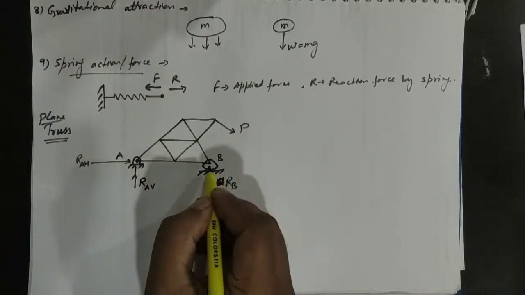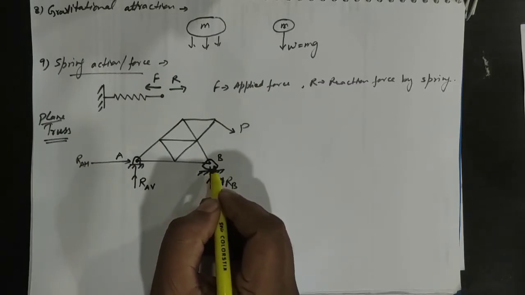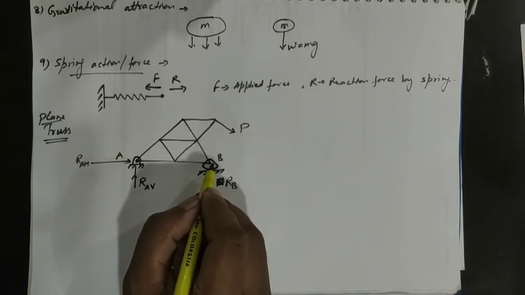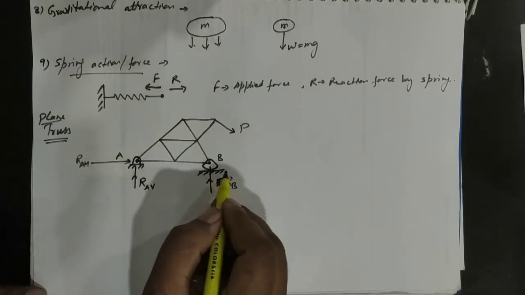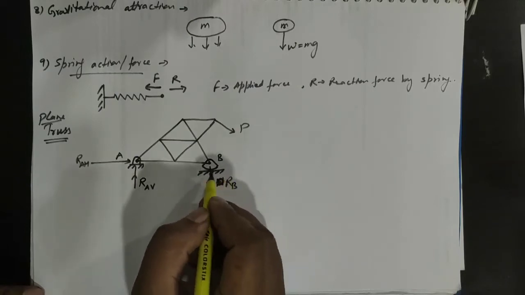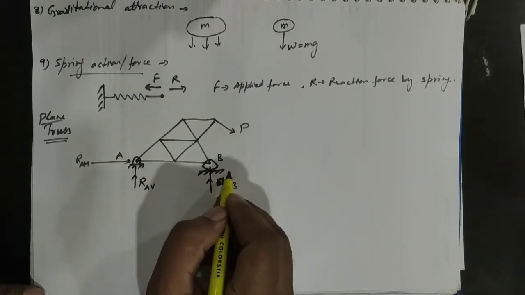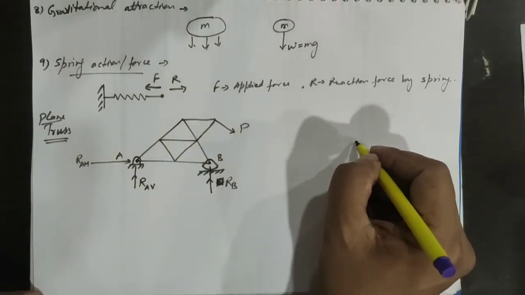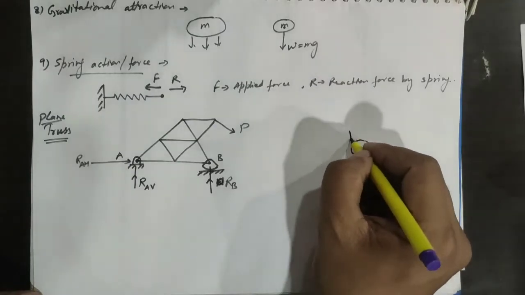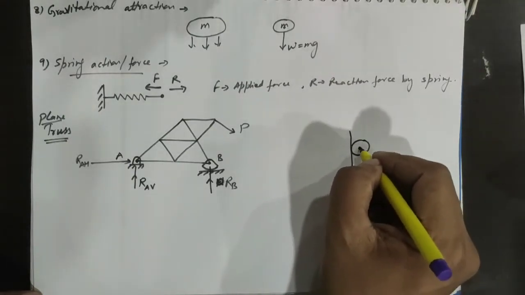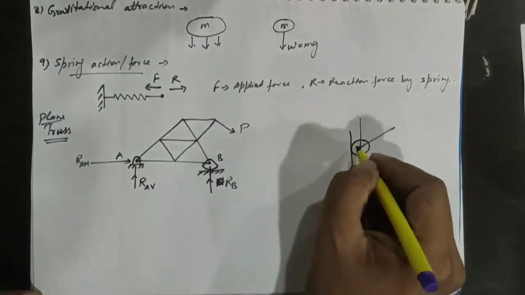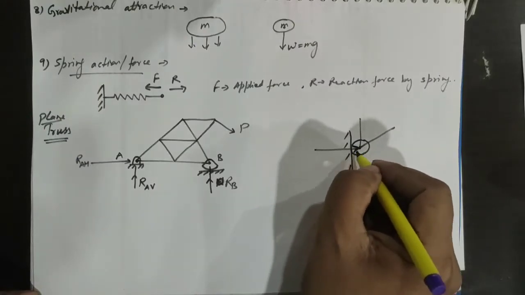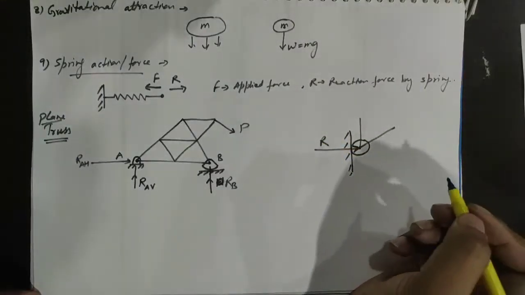Because it is a hinge point. Why is there a single force at the other support? Because a roller support is there. The roller support reaction is always perpendicular to the supporting base. The supporting base is horizontal, so that's why it is vertical. If in any case a structure is given like this, with the roller support like this, then the reaction will be like this.